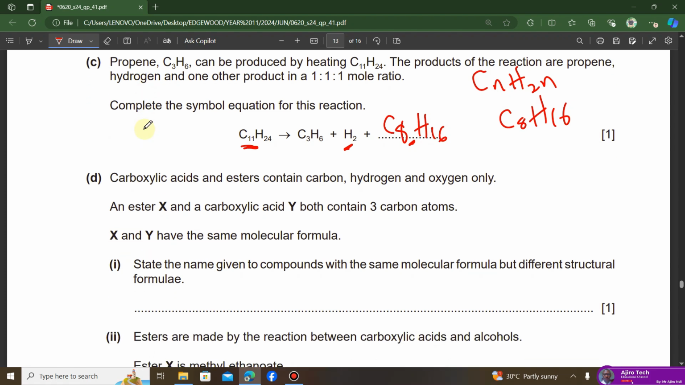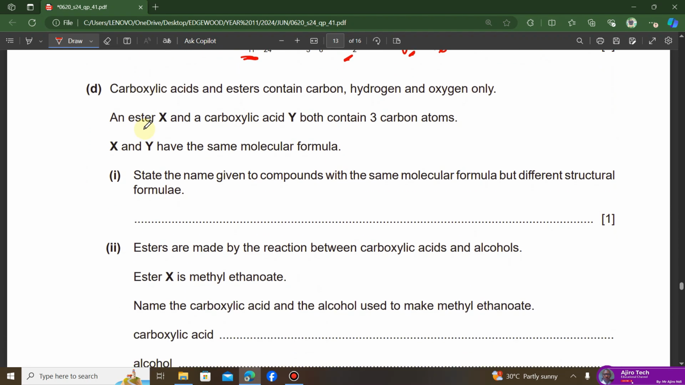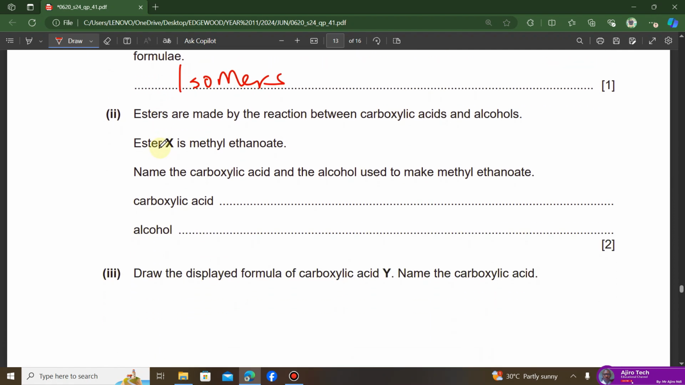Okay, so this next question, we have carboxylic acids and esters contain carbon, hydrogen, and oxygen only. X and Y have the same molecular formula. State the name given to compounds with the same molecular formula but different structural formulas. So that should tell you that they are isomers. Isomers are compounds with the same molecular formula but different structural formula. Esters are made by the reaction between carboxylic acids and alcohols. Ester X is methyl ethanoate. Name the carboxylic acid and the alcohol used to make methyl ethanoate.